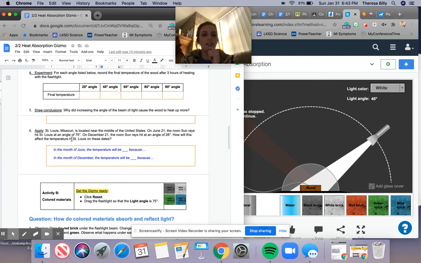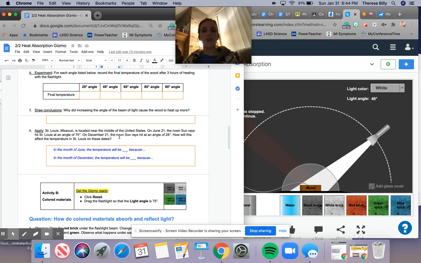And then question number 6 is going to be an extension of your thinking, giving you a real life scenario. So like St. Louis during the summertime, in the month of June, the noon sun rays hit St. Louis at an angle of 75 degrees. But in December, they hit at an angle of 28 degrees. So how is that going to affect the temperature of St. Louis on those different days? You can use the sentence starters to get you started with that.